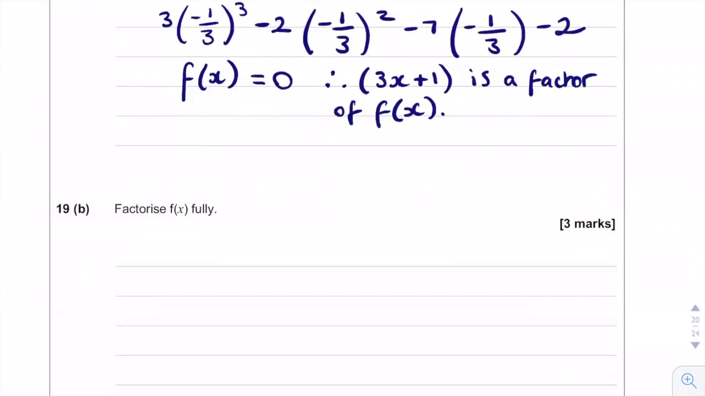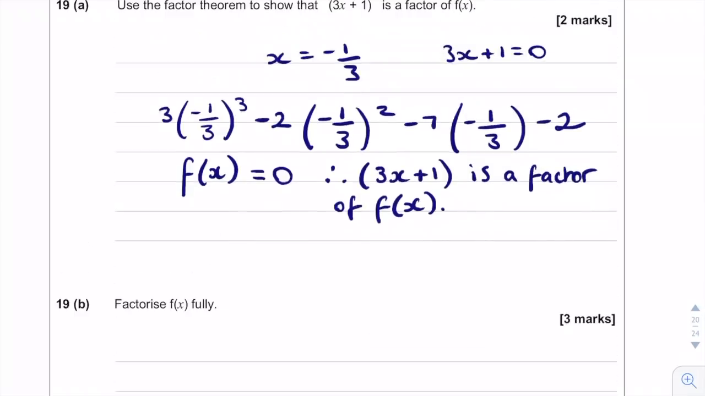Now part B says factorise f of x fully. Okay, so we know we've got 3x plus 1 as a factor. Because we've got a linear term, and we know f of x is a cubic function, we know that we're going to have a linear term multiplied by a quadratic term to give us a cubic function. So to do that, to work out what the quadratic function is, we're going to have to use polynomial division.